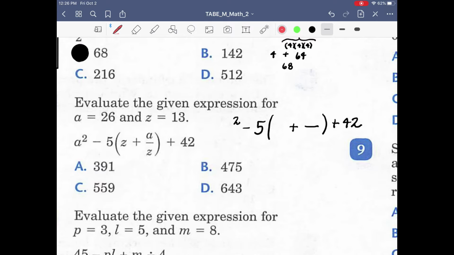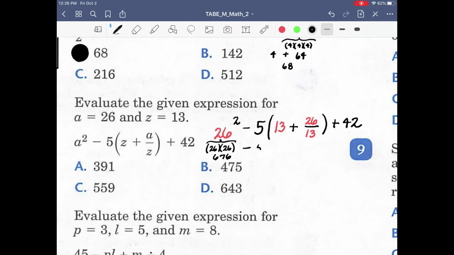A is 26, z is 13, a is 26, z is 13. And I'm very thankful for my calculator here. Alrighty, let's go ahead and do 26 times 26. 26 to the second power is 676.